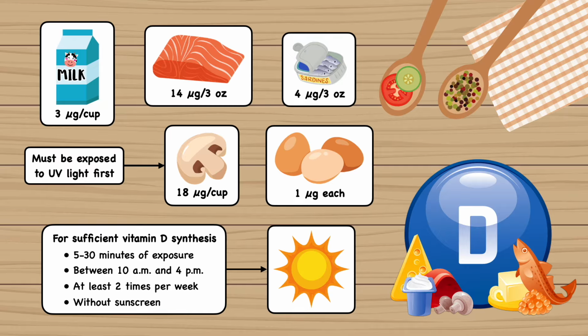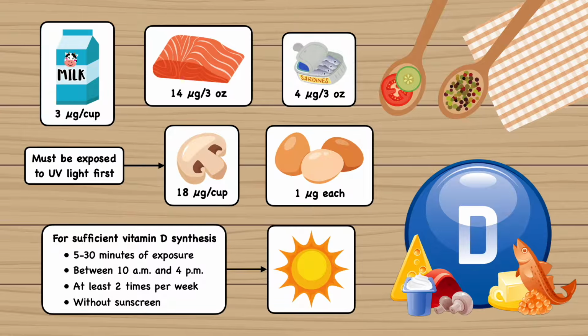Here are the food sources for vitamin D. Eggs, sardines, and salmon all naturally contain it. Milk is often fortified with it, meaning it's added during food processing. Mushrooms are a plant-based food that can contain vitamin D. However, they must be exposed to UV light first.